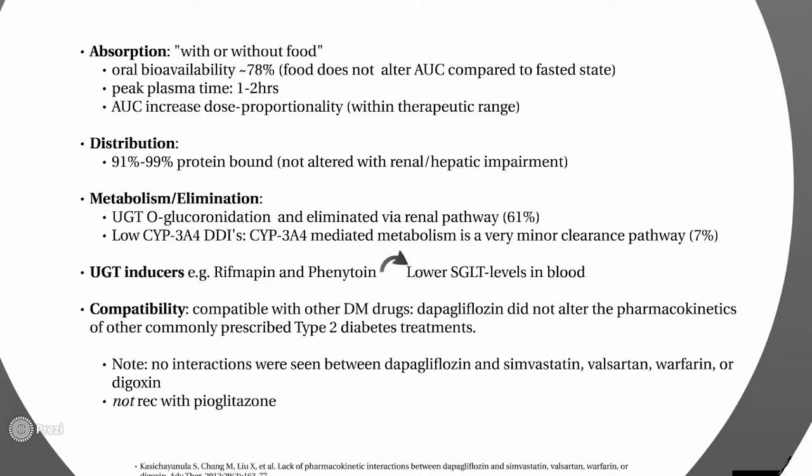Thirdly, we have the metabolism and elimination. These drugs are eliminated via UGT glucuronidation. I don't know if you all are familiar with that, but I'm just going to breeze through it. In terms of metabolism, they don't really have too many drug interactions because they're not metabolized by the liver. They're metabolized by the kidney primarily. About 61% is eliminated through the renal pathway.